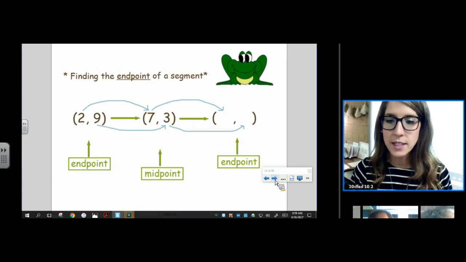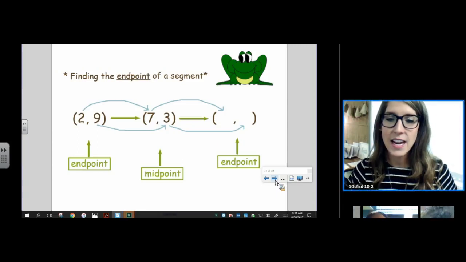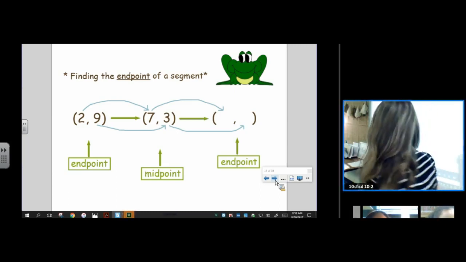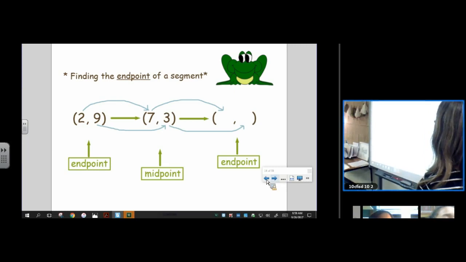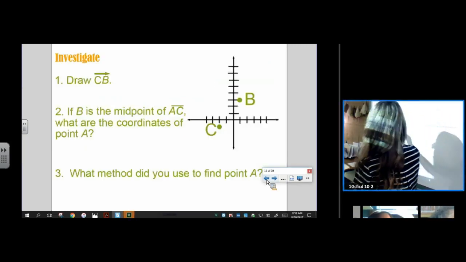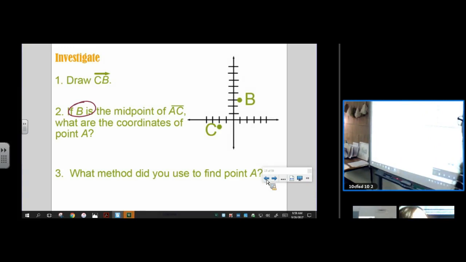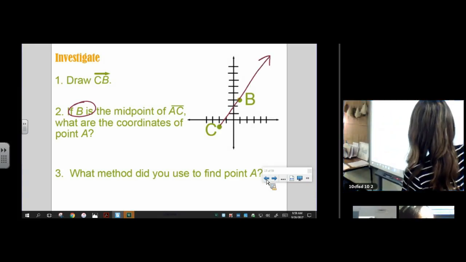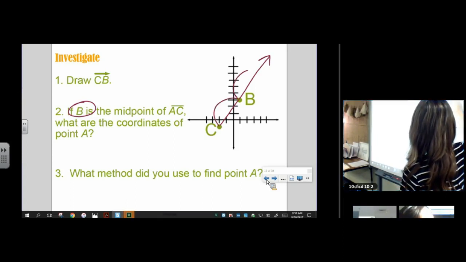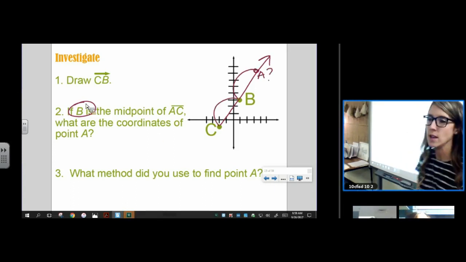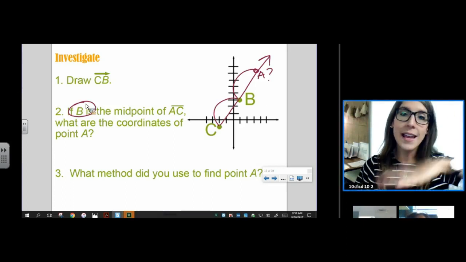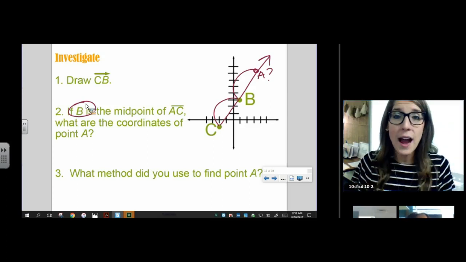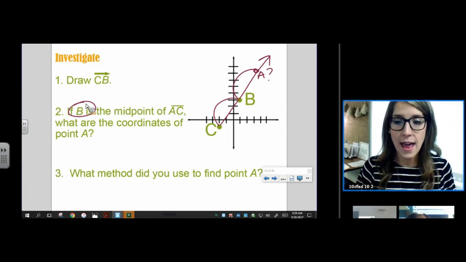So the last thing that we're going to talk about today is finding not a midpoint, but finding an endpoint. We ran out of time to do this example, but if I know that B is the midpoint of AC, where is A? If I travel here, where is A going to land? What will the coordinates of the other endpoint be? We know B has to be equidistant between A and C, but how do we find the coordinates of A?